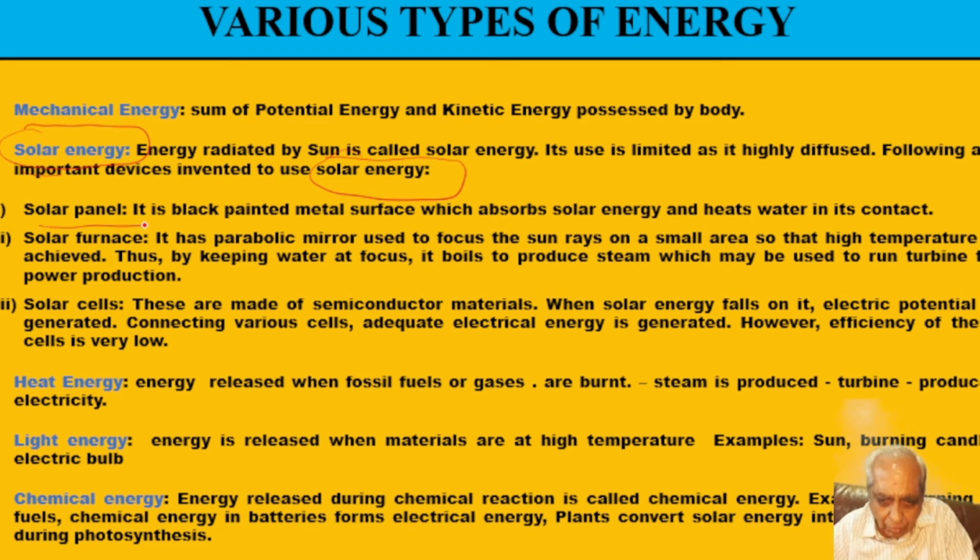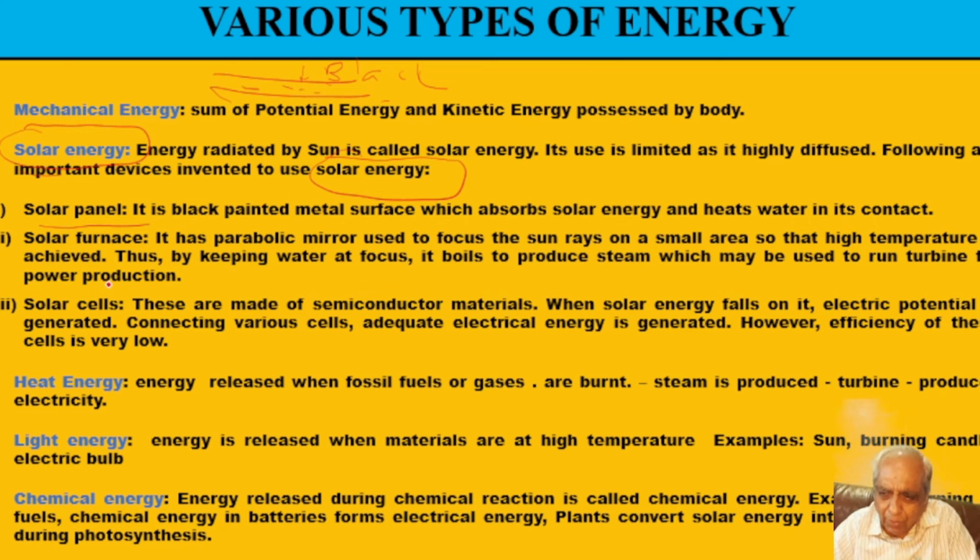Then we have got solar panel. Solar panel means any surface we are making black so that it will absorb the energy and become hot, and then some water is passed through that surface. Suppose you are taking a pipe, you are making this pipe black from outside. Here this is a black surface, and here you are passing water. So this water will get heated up.